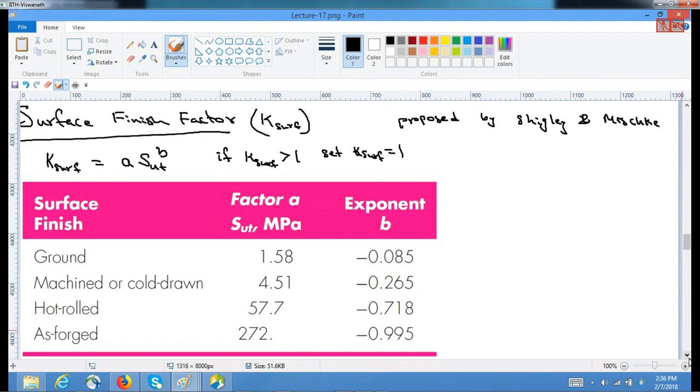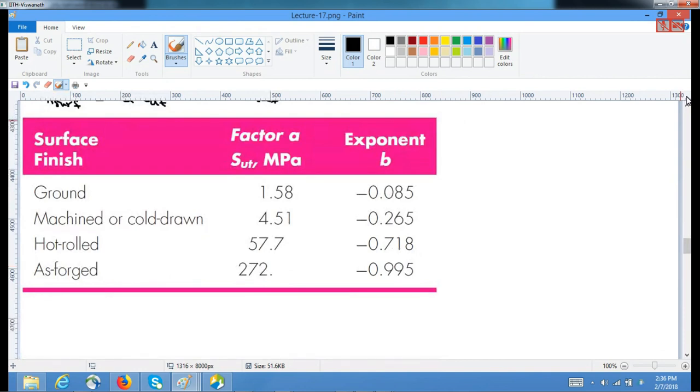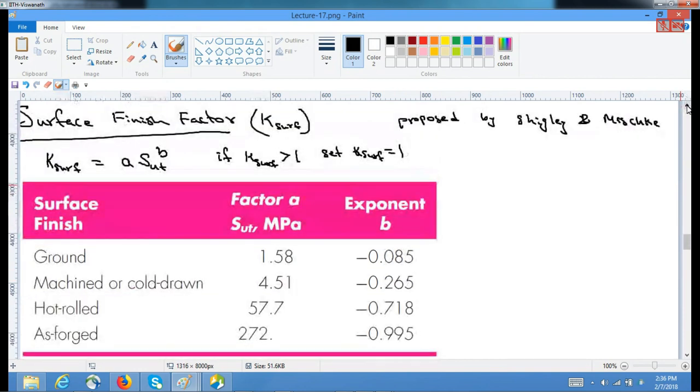Now, the second thing, we'll make use of this chart like in the previous class to solve some problems. So we will make use of it. So note it down. The next thing is the size factor.